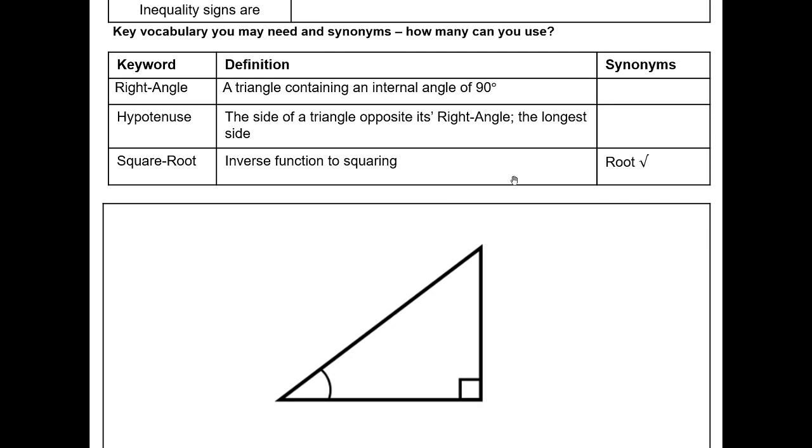Hypotenuse is always the longest side of a right angle triangle, and it's always opposite the right angle. So you can see here, my right angle's here, it's the side that's opposite it, not touching it. And square root, we're going to need that today. That's the inverse function of squaring.